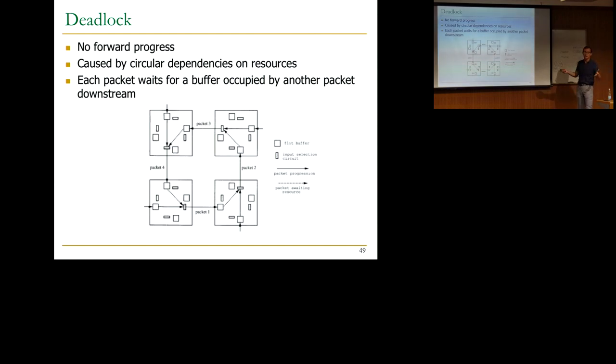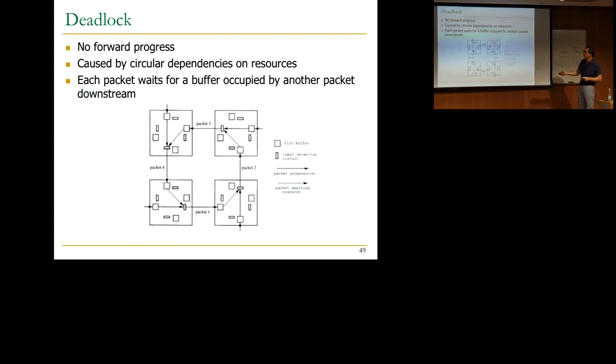Okay, so deadlock, I guess I have a slide on it. Basically, deadlock means no forward progress. It's caused by circular dependencies on resources. In this example, each packet waits for a buffer occupied by another packet downstream. So if you look at this example over here, let's see, I should start from somewhere. This packet is waiting for this resource over here. It needs to be routed over here. It cannot go because this resource is occupied by another packet, and that packet is waiting for this resource over here. It cannot go because that resource is occupied by another packet.